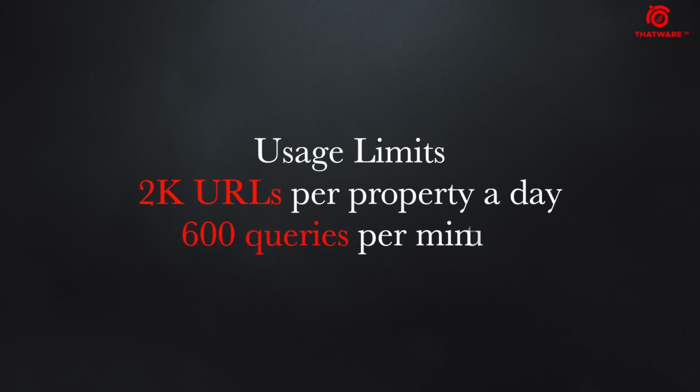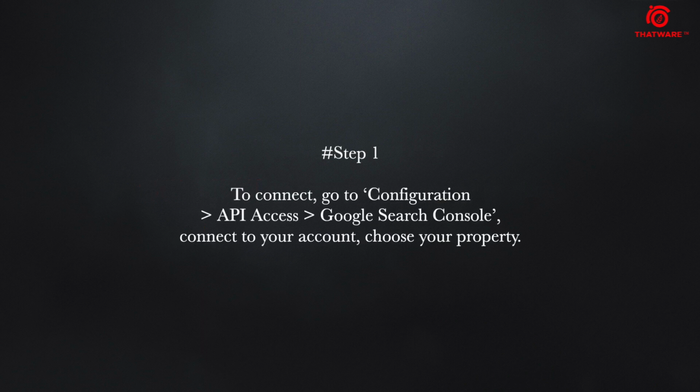So first of all, there is a usage limit. You can run up to 2000 URLs per property a day or 600 queries per minute, whichever is more convenient for you. A few of the steps: the first step is to click on configuration, click on API, and then select your Google Search Console and choose the property which you need to connect.